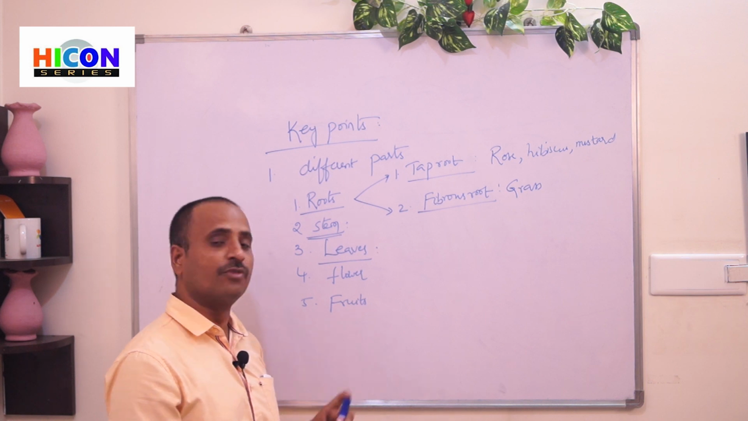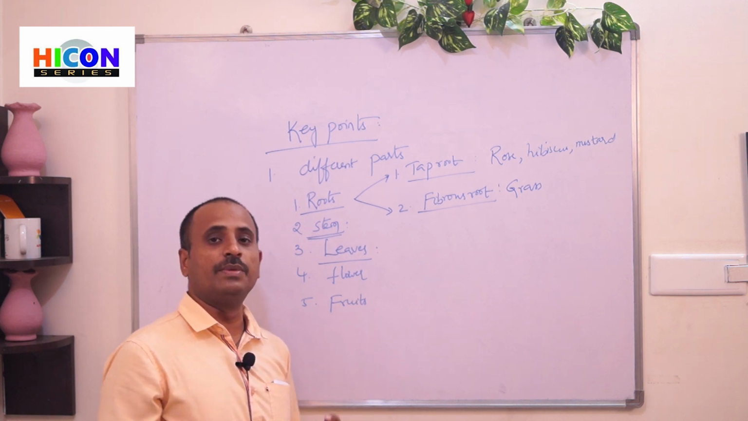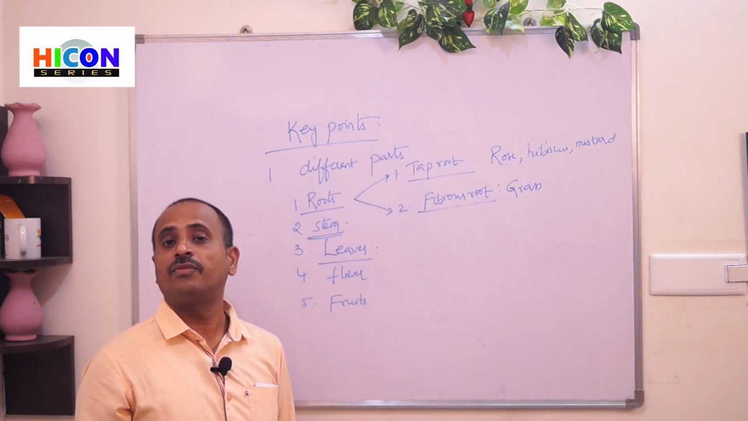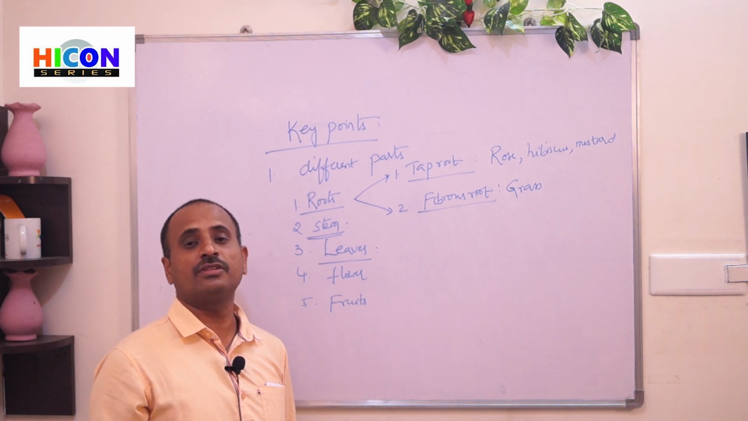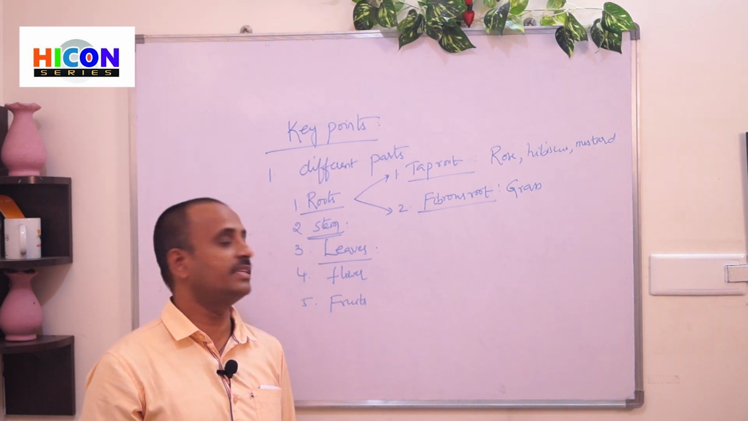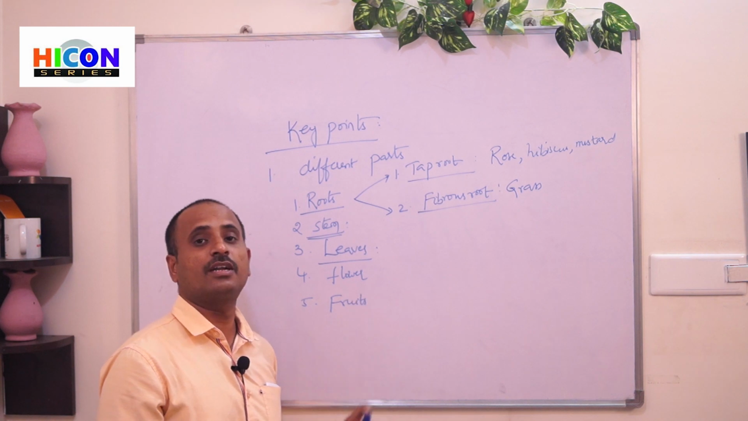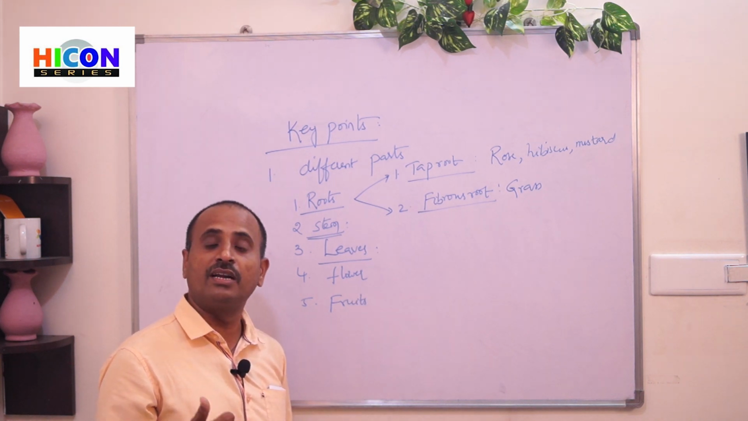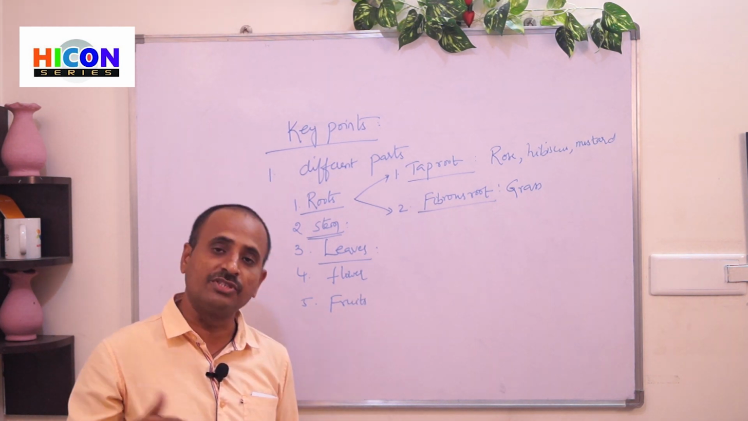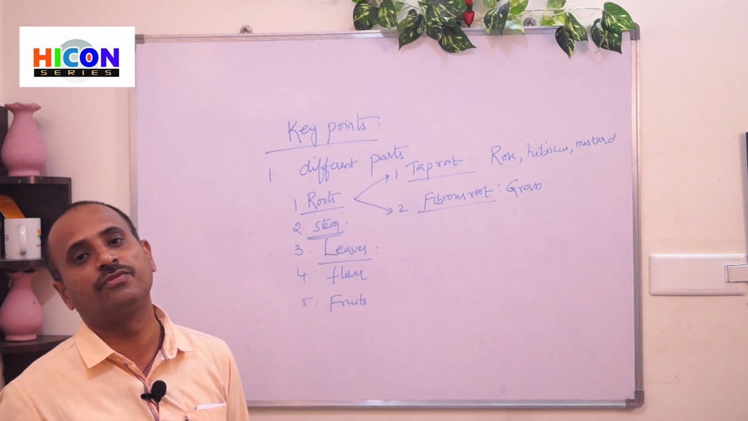And another one is fruits. The flowers will be converted into fruits. Why? Because after reproduction, that is after fertilization by the insects, the flowers will be converted into fruits. We will get different types of fruits in the form of vegetables and in the form of seasonal fruits.